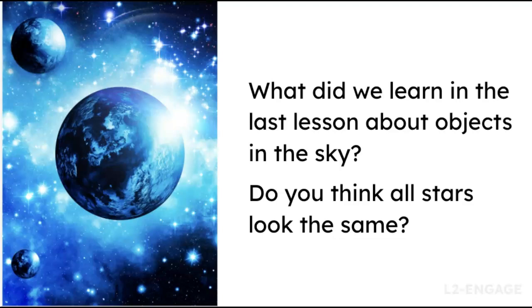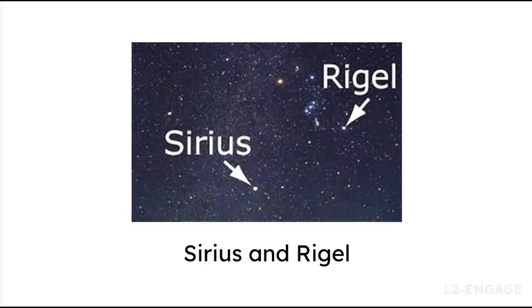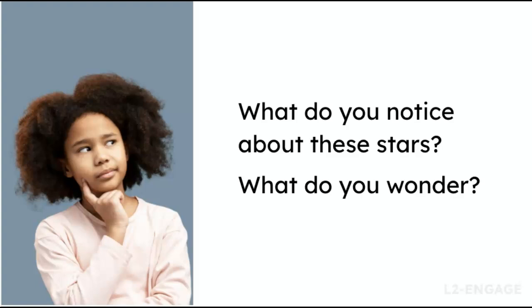To begin the Engage portion, you'll ask students questions about what they've learned in the previous lesson and whether or not they think all stars look the same. You'll then show pictures of Sirius and Rigel. You'll ask students what they notice and wonder about the stars and revisit the driving question board. You'll highlight questions connected to the learning goals of this lesson by calling attention to questions about why some stars are brighter than other stars or why stars look different.